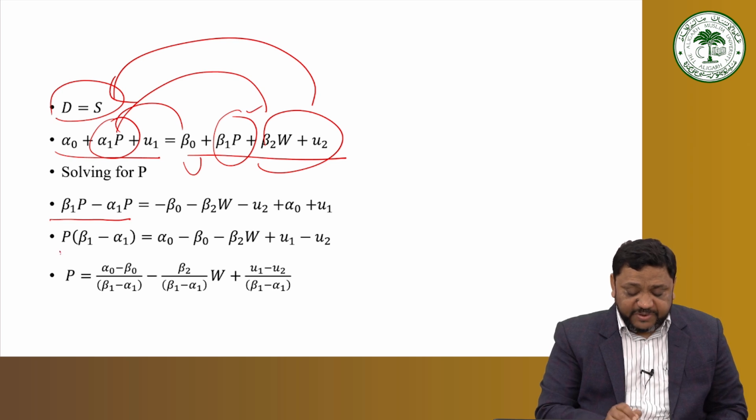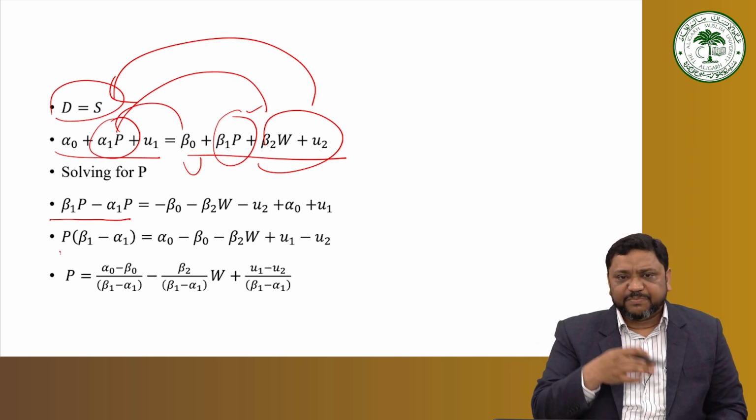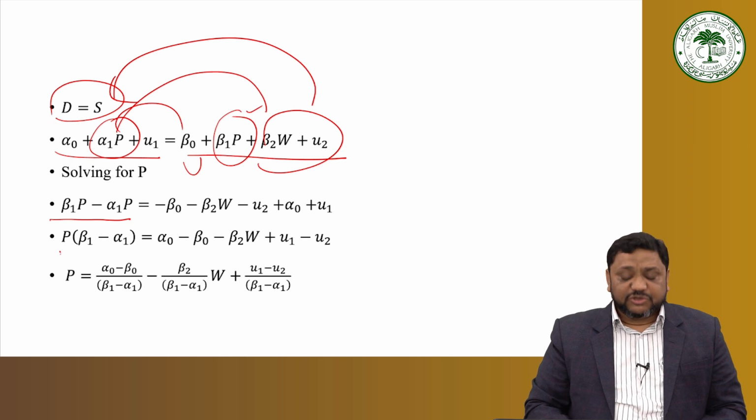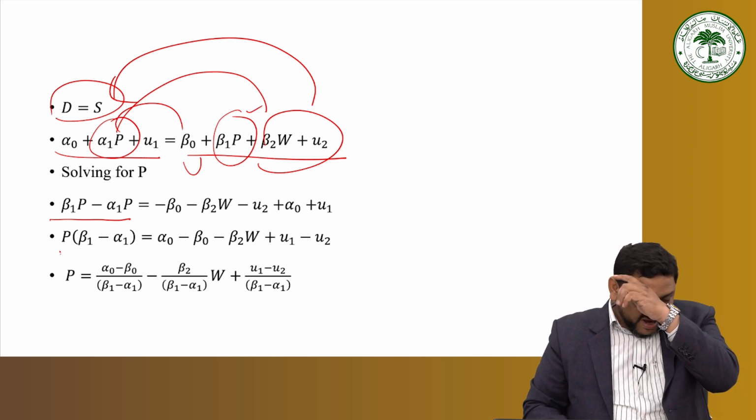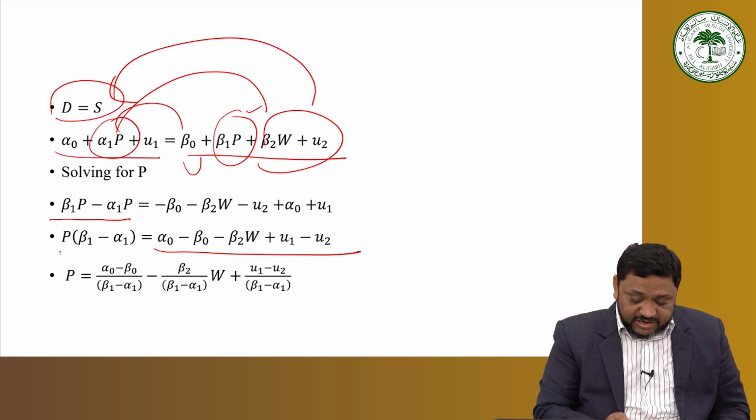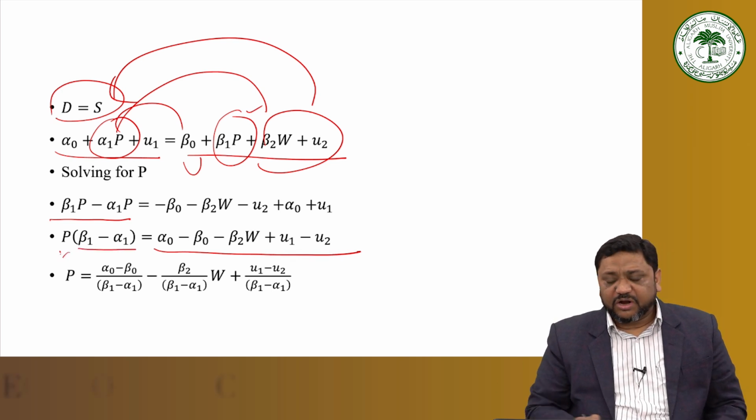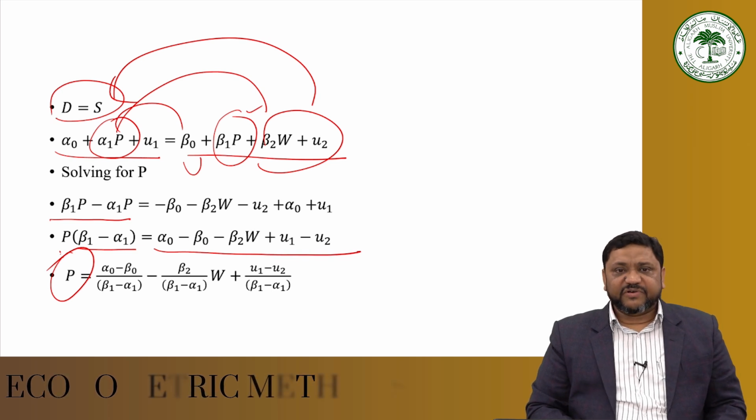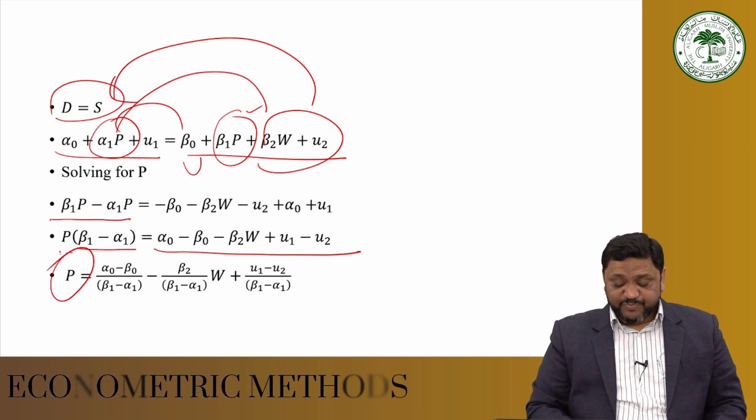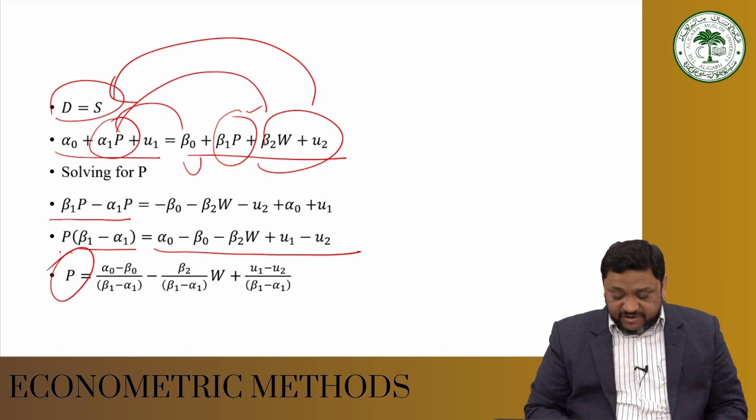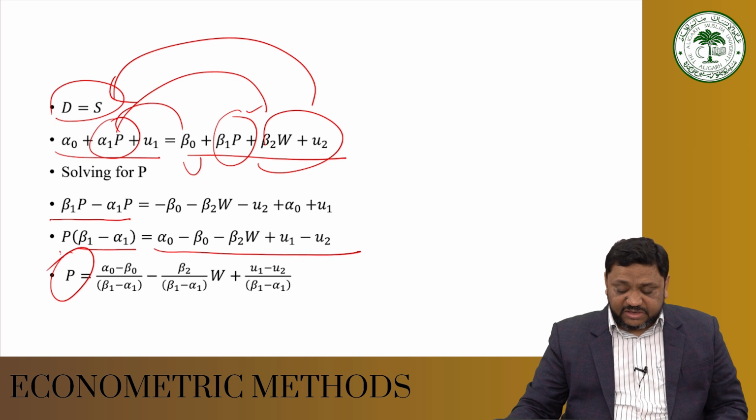Now in terms of p, I am taking the p out common. Our purpose is to write this full equation in the form of p. So p multiplied by beta 1 minus alpha 1 is equal to the right hand side of the equation. Then finally we take this to the denominator of the right hand side. So p is equal to alpha naught minus beta naught divided by beta 1 minus alpha 1, minus beta 2 w divided by beta 1 minus alpha 1, plus u1 minus u2 divided by beta 1 minus alpha 1.